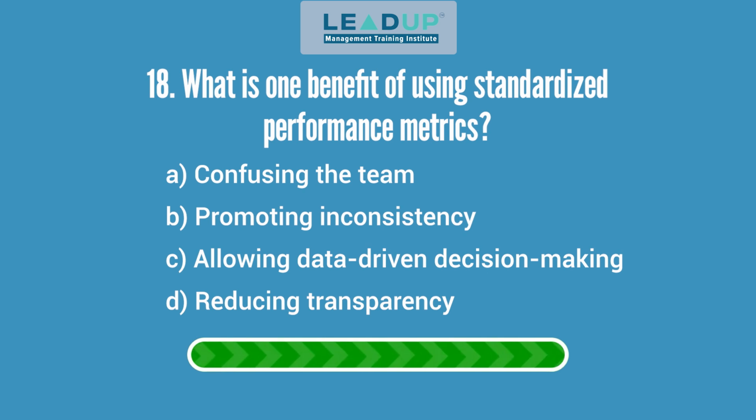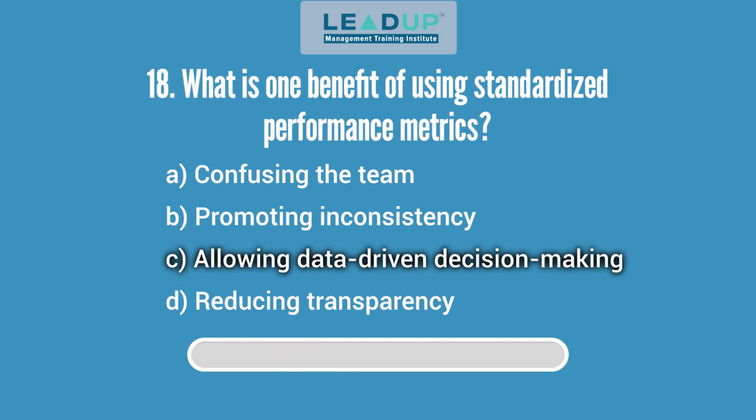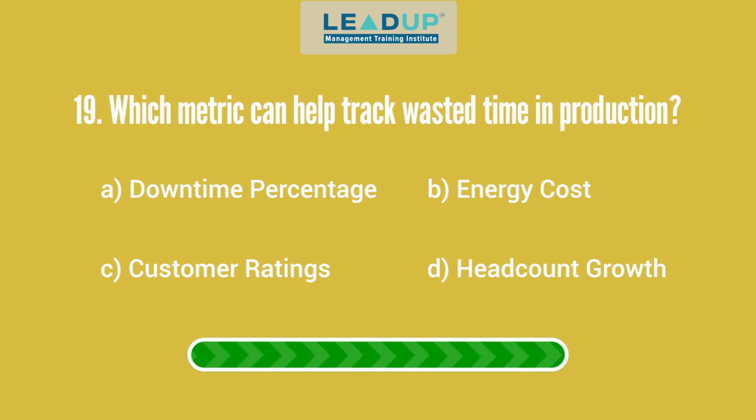Question 18. What is one benefit of using standardized performance metrics? A. Confusing the team. B. Promoting inconsistency. C. Allowing data-driven decision-making. And D. Reducing transparency. Answer: allowing data-driven decision-making.